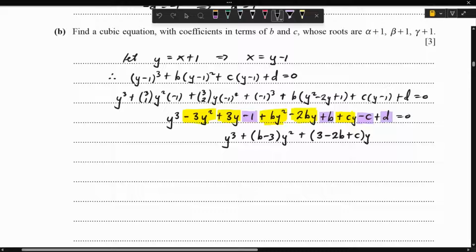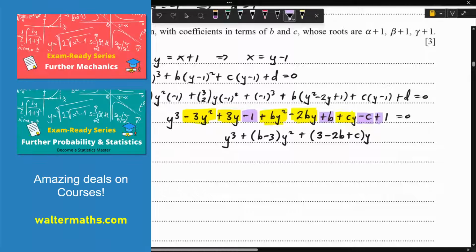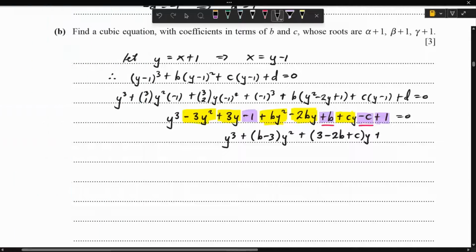Now remember, we had gotten d to be 1. So essentially we have 1 right here. So I'm going to place a 1 here. So when we say minus 1 plus 1, we get 0. So what we're left with for the constants is b minus c. So that's going to be plus b minus c equal to 0. Okay, so this is what we have for the equation. That's the cubic equation that they want us to find. Okay, so that's the answer here.